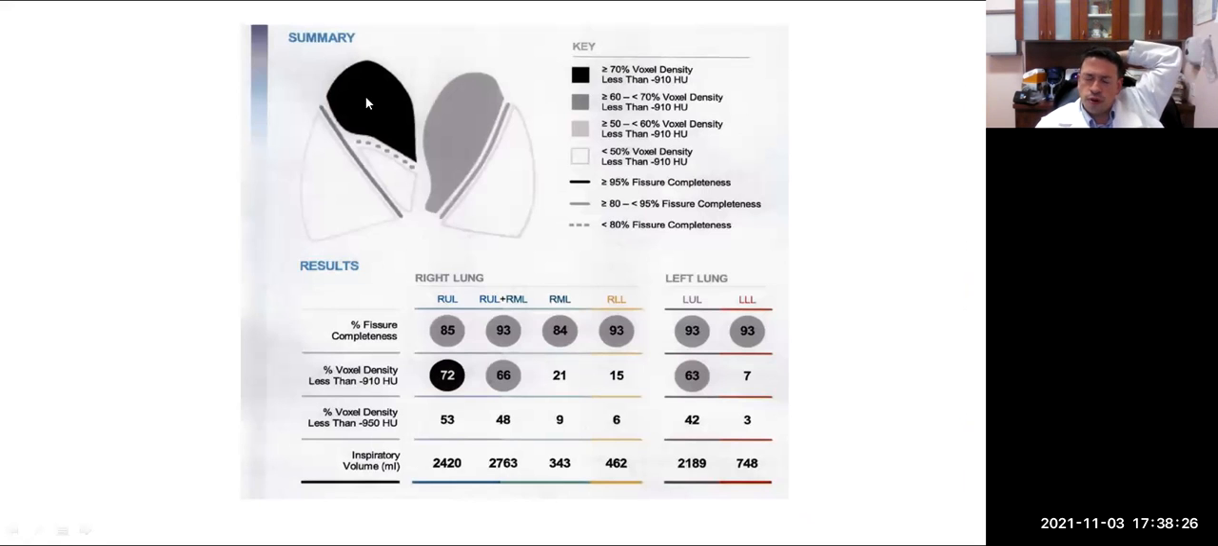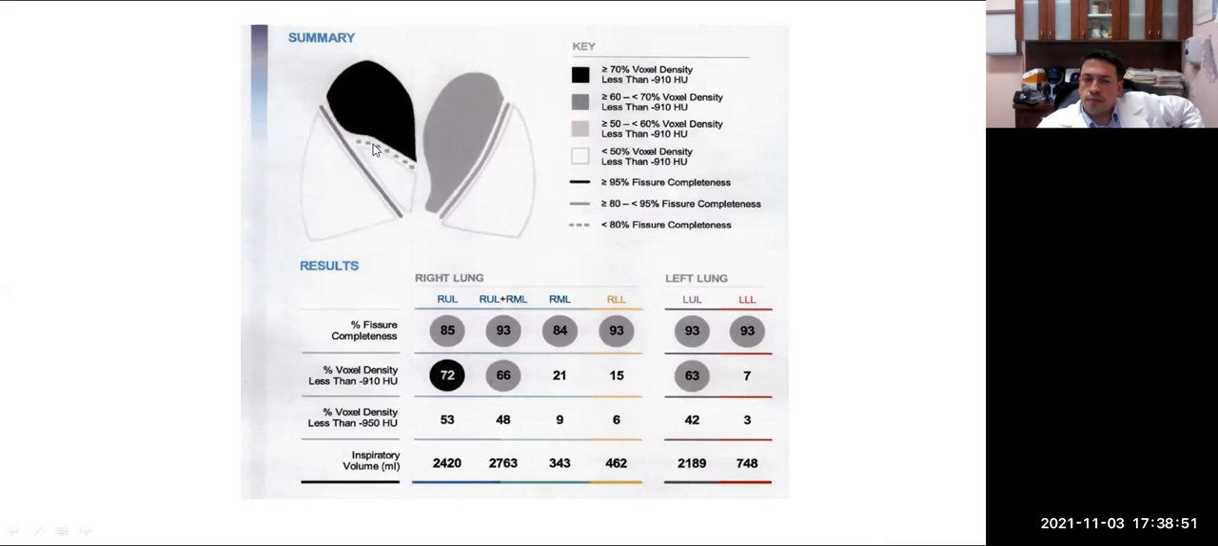The right upper lobe is very destroyed. It's black color because it's more than 70. The left upper lobe is also very destroyed, a little bit less, 63%. Okay, so a little less destroyed, but it's remarkable how heterogeneous she is, right? Because the lower lobes are completely normal. You have over 2 liters of volume sitting in each of the lobes, so very hyperinflated.